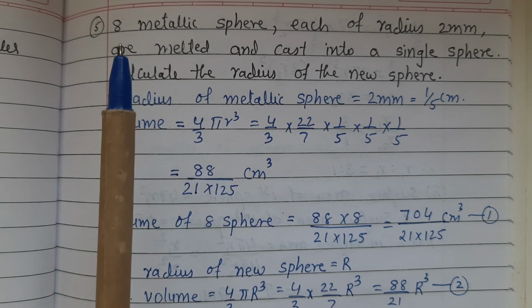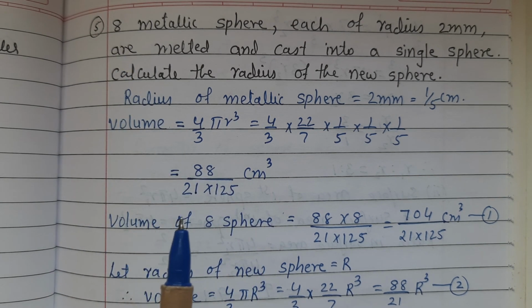There are 8 metallic spheres. Therefore, volume of 8 spheres equals 88 into 8 upon 21 into 125, which is equal to 704 upon 21 into 125 centimeter cube. Let that be equation 1.